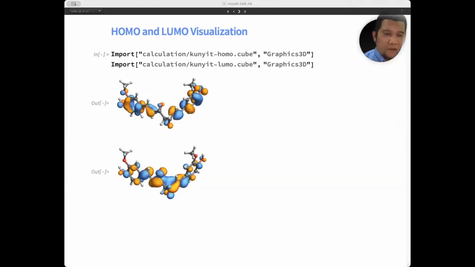Time is up, and this is my last page of talk. It is perhaps the feature that newbies in molecular physics like to use: visualizations of orbitals. The log file does not have this information. Therefore, we must run an additional Gaussian 16 job to create cube files for HOMO and LUMO. Once we have the cube files, we can display them using the Import function as follows.